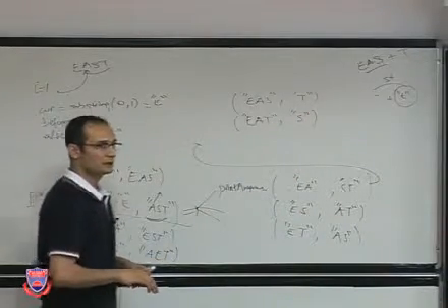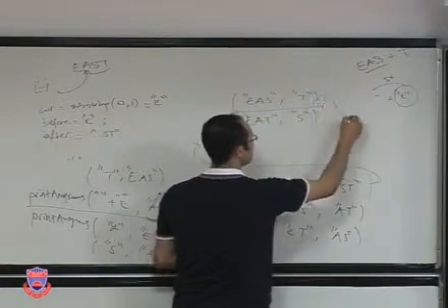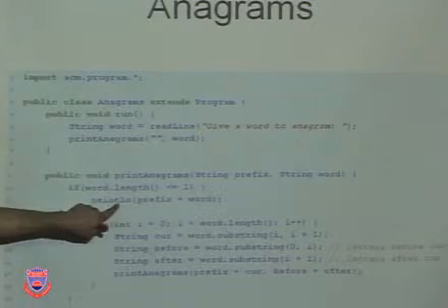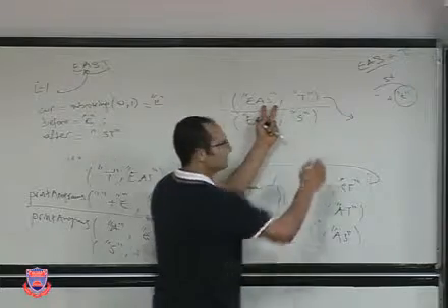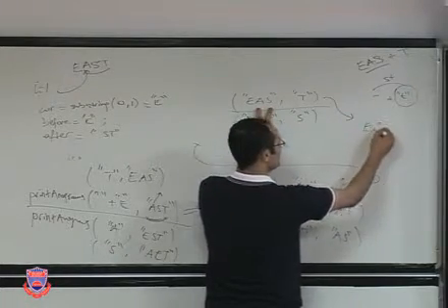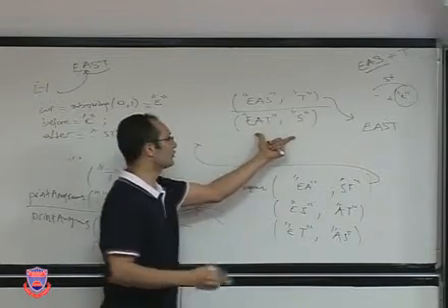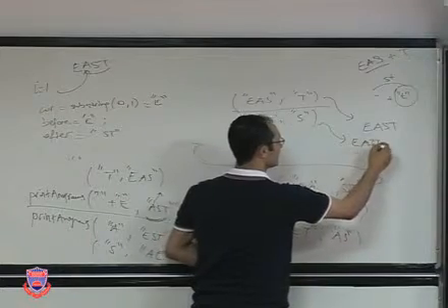So if you do the last thing, this is going to basically go into the base case, which in this case will be print line prefix plus word. So it's going to print line. What is it going to print? East. And then similarly, this is the base case. It is going to print on the screen eats, and so on.